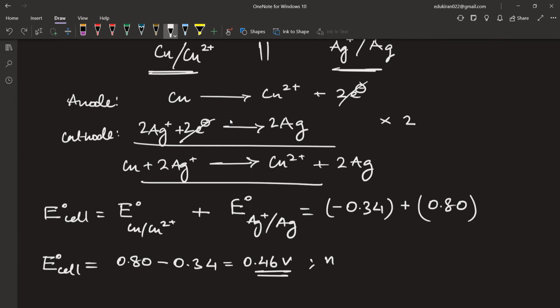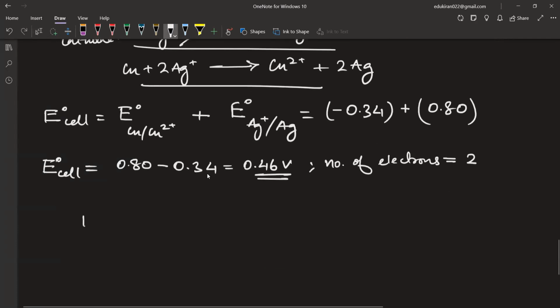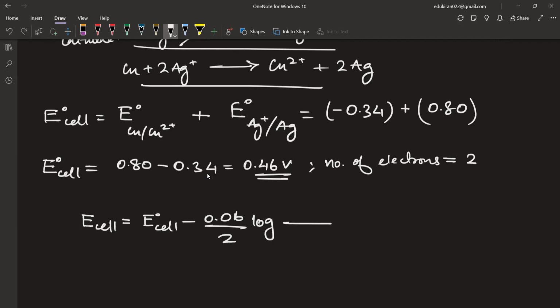The second thing we do is the number of electrons. n is equal to how much? 2. Very good. So 2 electrons. Yeah, we have gotten everything. We have E cell equal to E naught cell minus 0.059, we will take 0.06, divided by 2, log of the product over the reactant. The product is copper 2 plus, right? What is the reactant? Ag plus squared.